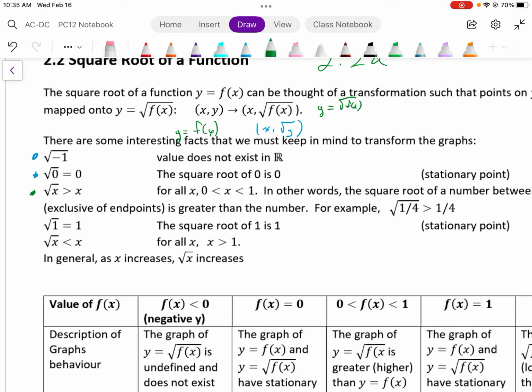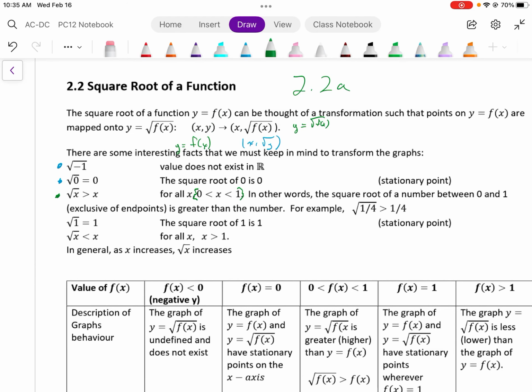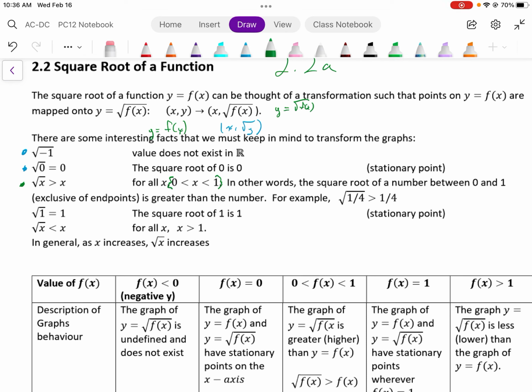Now, the square root of some number x is greater than x for all x in the set 0 less than x less than 1. In other words, if you take the square root of any number between 0 and 1, exclusive of the endpoints, the square root will be greater than the number. That is, the square root of 1/4 is greater than 1/4, because the square root of 1/4 is a half, and that is obviously greater than 1/4.